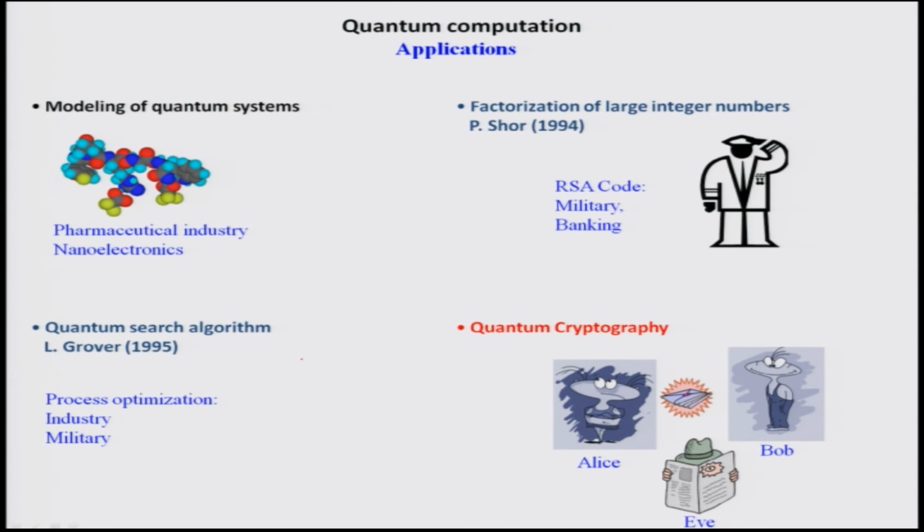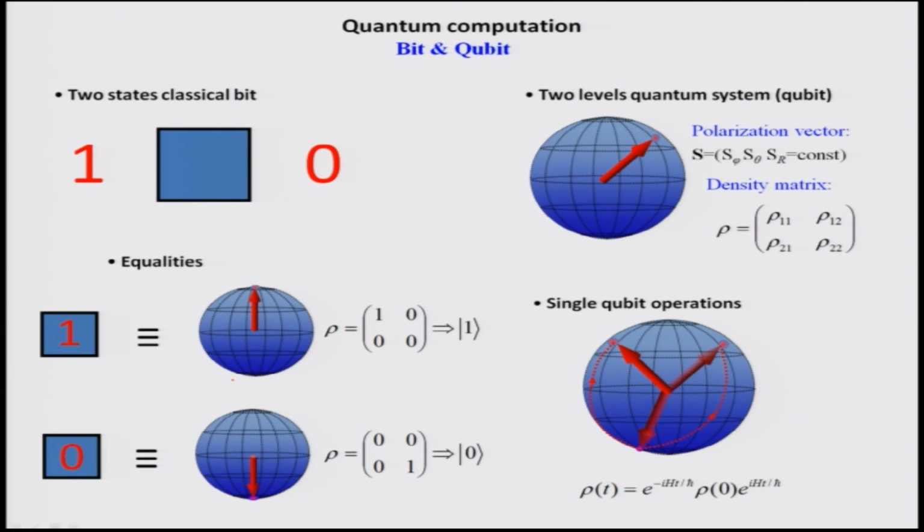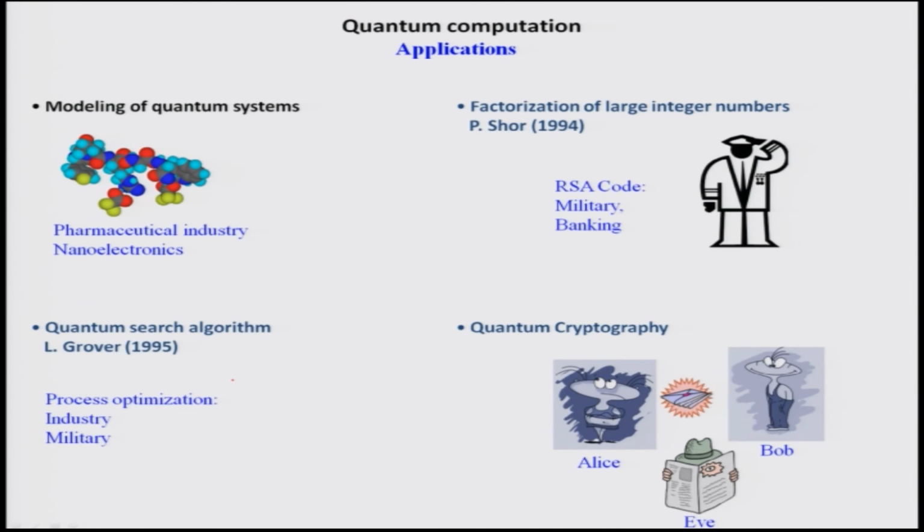Another important aspect of development has been the search algorithm, because getting the answer from a set of possibilities is a very important issue. Many times we have problems where we know that the solution exists, and it is just a matter of finding out where the solution is, and this can also have huge implementation in many industry and military areas. So there are a lot of applications that are going to be important for this kind of processing.